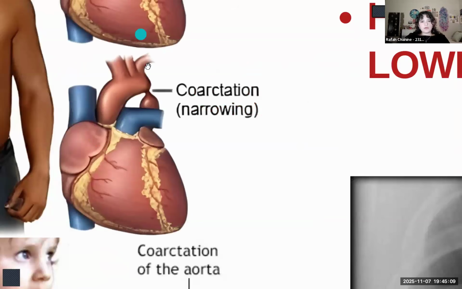So let's zoom in, okay? This is the aorta, right? This is the arch of the aorta. This is the brachiocephalic trunk going to the right side. This is the left common carotid. This is the left subclavian. The coarctation has to be after the main branches, okay?